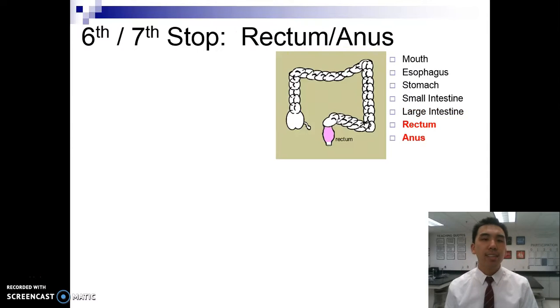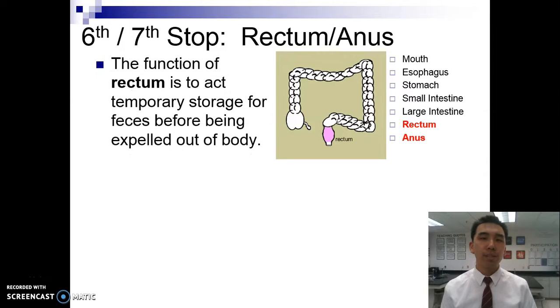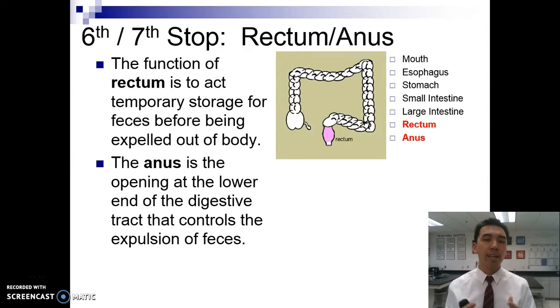Okay. Next, everything will be pushed out of the rectum and the anus. The rectum is a temporary storage unit, and the rectum is the opening of the lower digestive tract that controls the expulsion of feces, which is your poop.